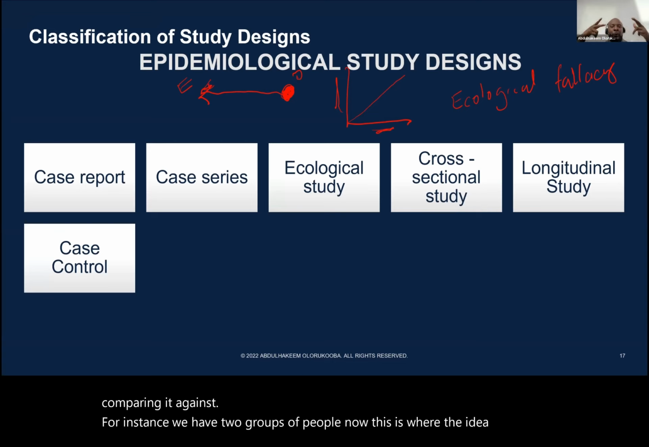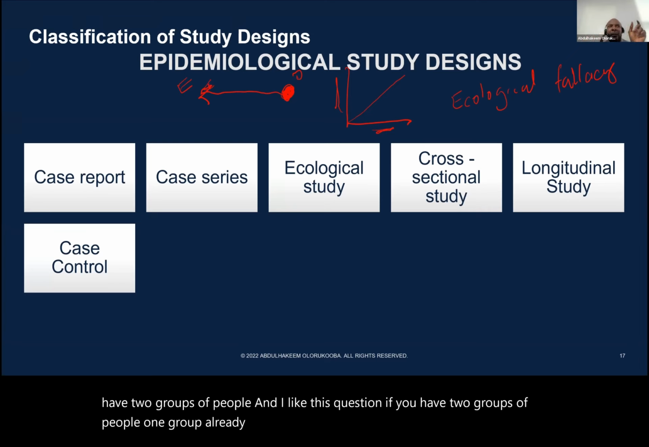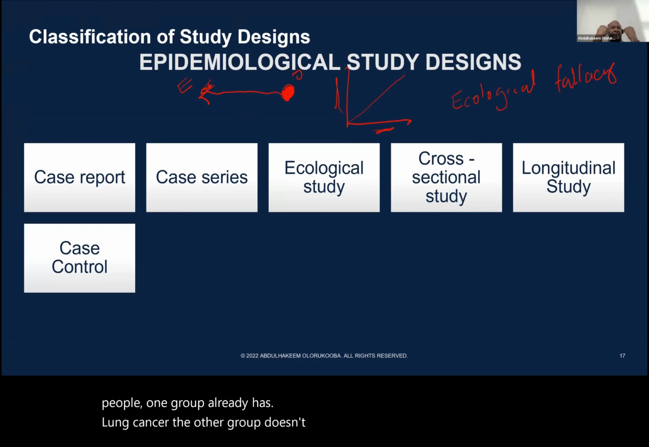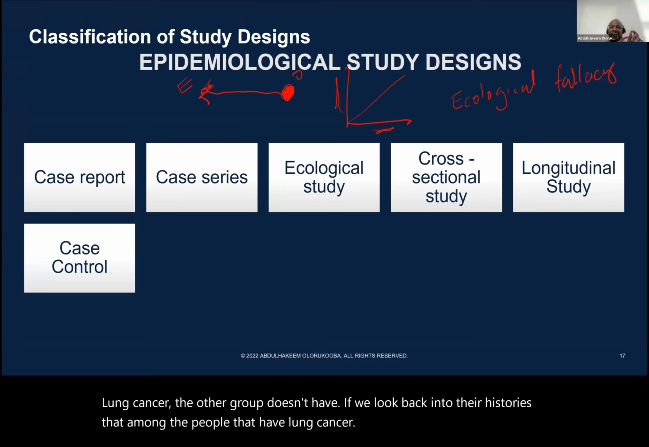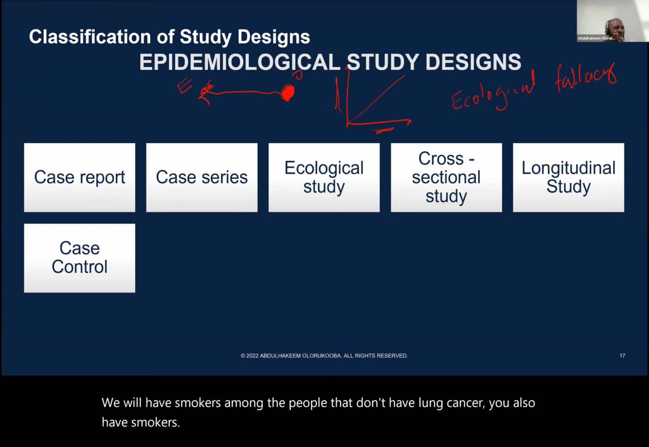If you have two groups of people, and I like this question, one group already has lung cancer, the other group doesn't. If we look back into their histories, among the people that have lung cancer, we will have smokers. Among the people that don't have lung cancer, you also have smokers. But now here's the trick.